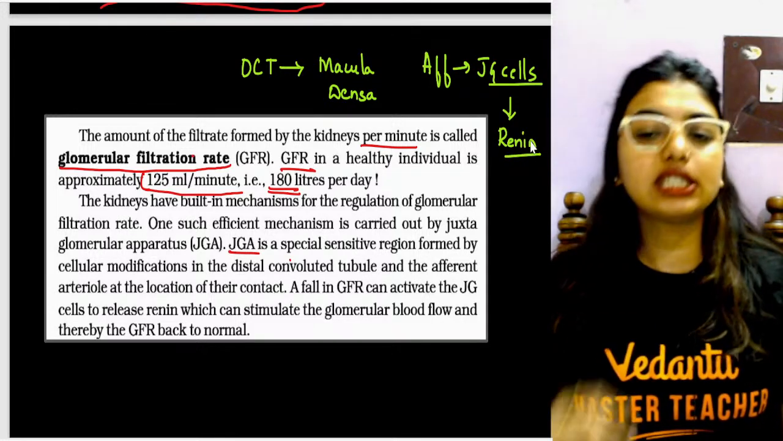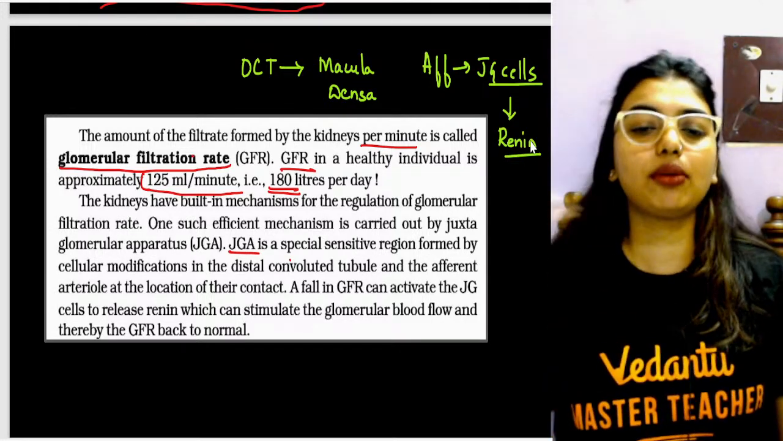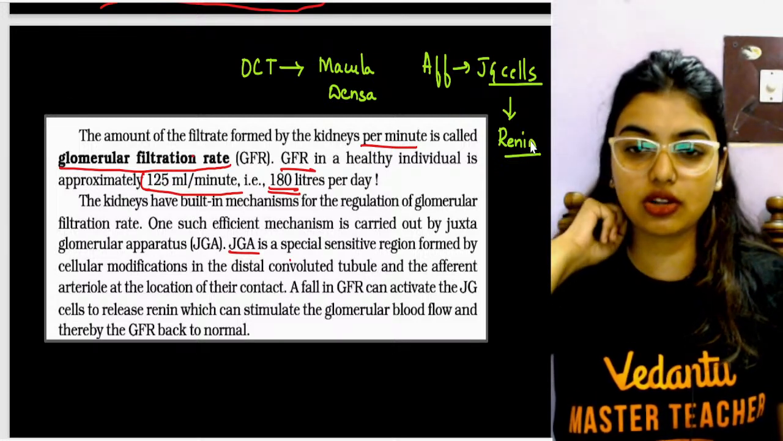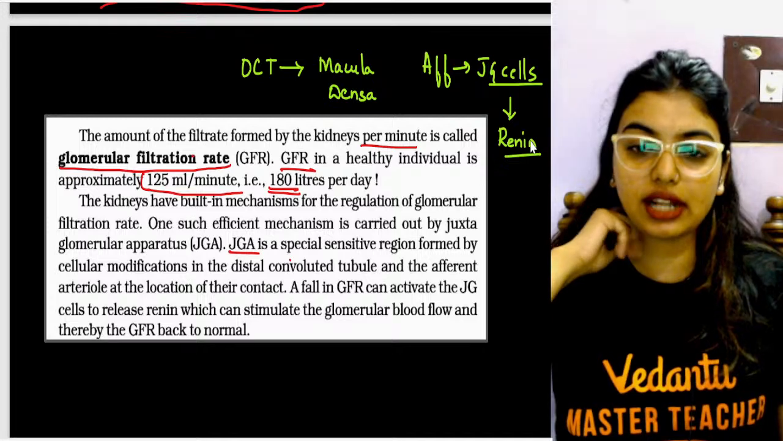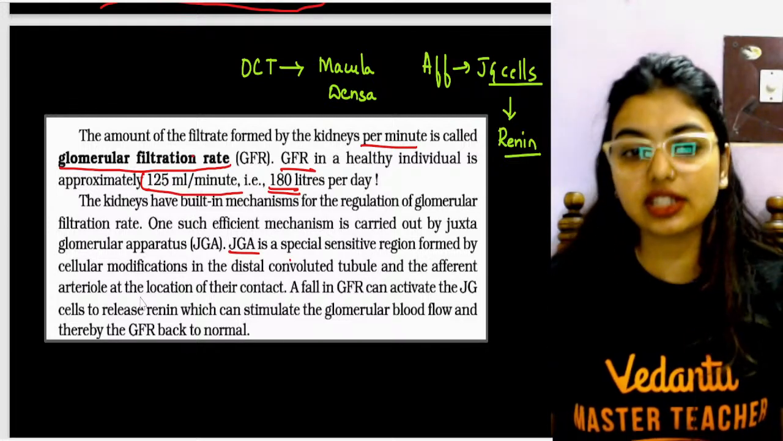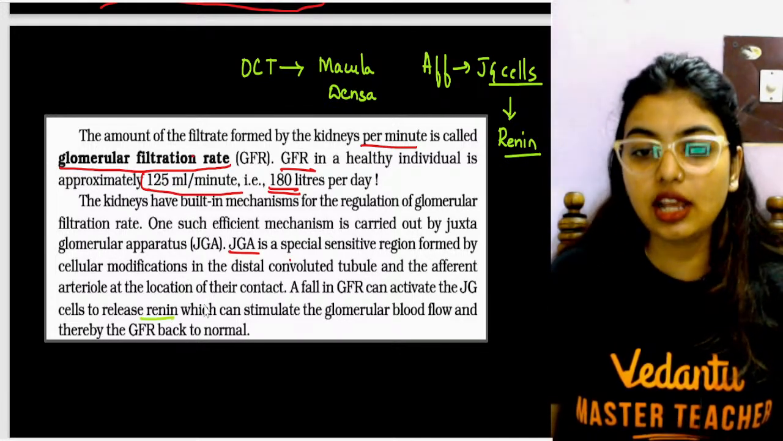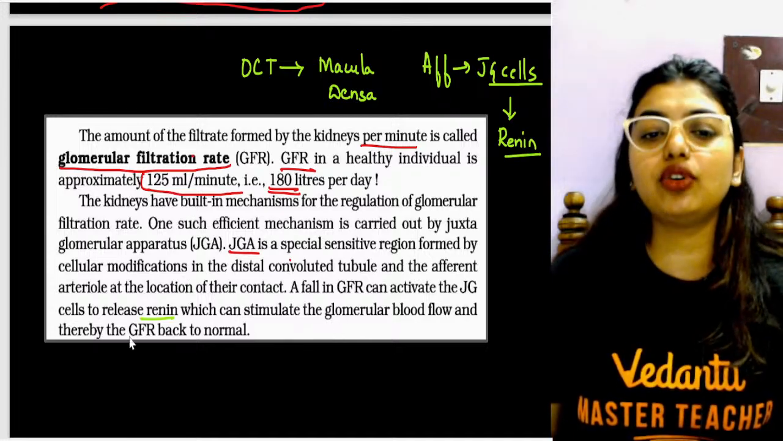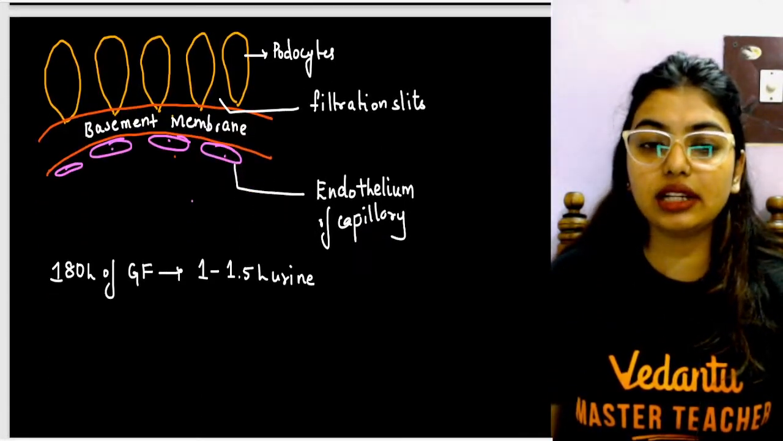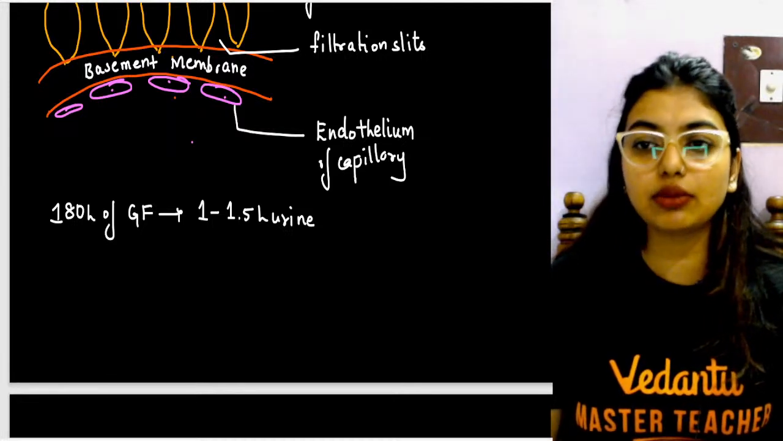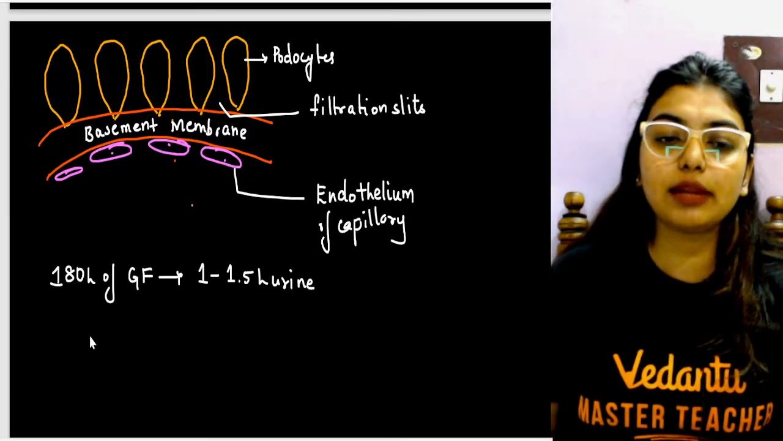JGA is a special sensitive region formed by the cellular modifications in the distal convoluted tubule and the afferent arterioles at the location of their contact. A fall in GFR can activate the JG cells to release renin, which will stimulate the glomerular blood flow, and thereby GFR goes back to normal. But I told you, renin cannot do the job alone. So renin will take the help of, whose help will it take?